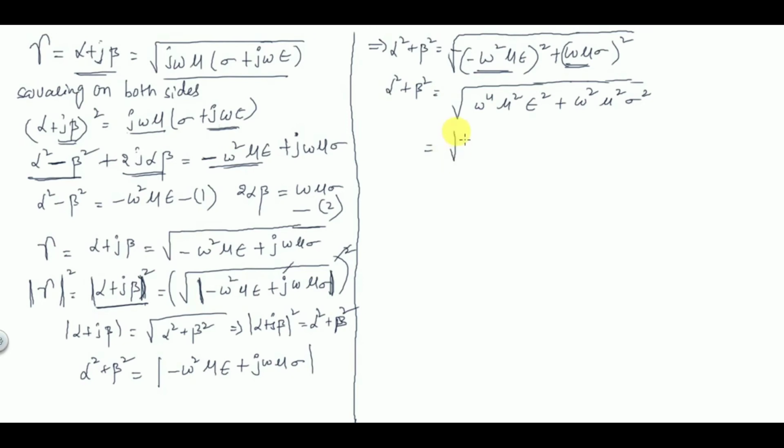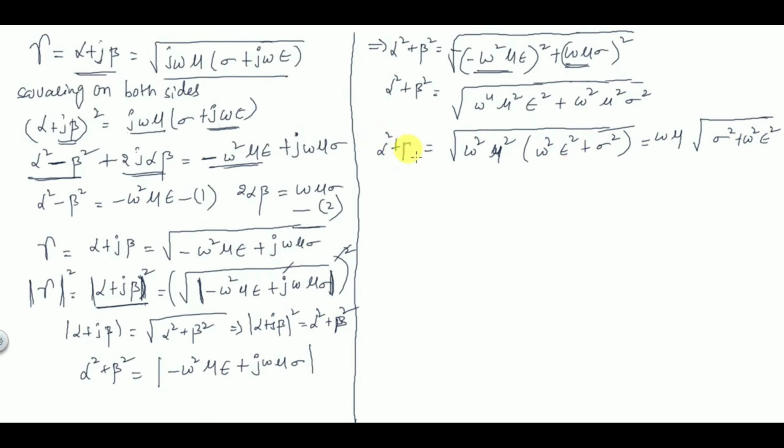So this can be written as the root of omega square mu square, taking it common, times omega square epsilon square plus sigma square. If you take omega square mu square outside the root, it becomes omega mu into the root of sigma square plus omega square epsilon square. So this is the value of alpha square plus beta square. Let this be equation number 3.